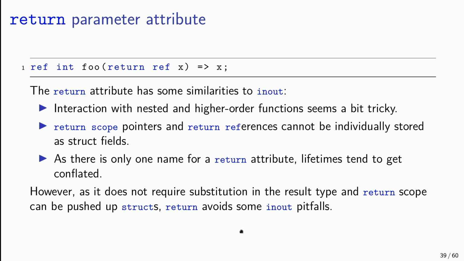The return parameter attribute has some similarities to inout, but it's not as broken. It is still the case that interaction with nested and higher order functions seems a bit tricky, but there's a way to make it work. Return scope pointers and return references cannot be individually stored as struct fields, but at least you can store lifetime limited things in structs, right? There's only one name for the return attribute, the same as for inout, which means lifetimes tend to get conflated. However, because you don't need substitution, return avoids many of the inout pitfalls.